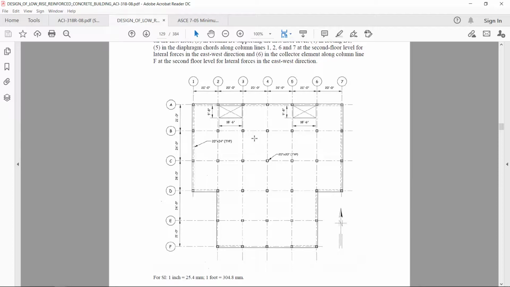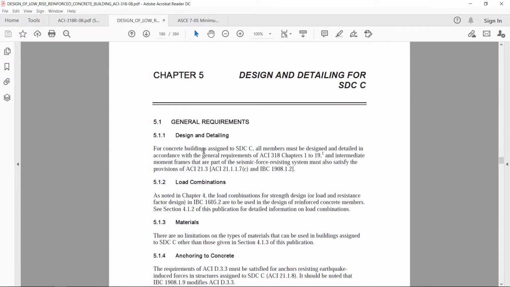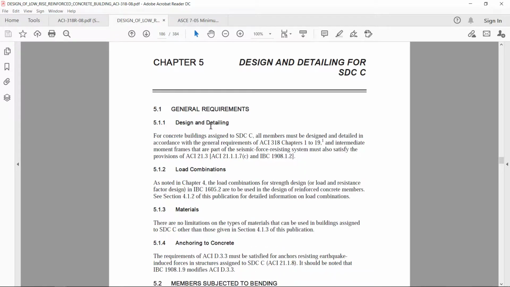Now we will go for the same example and we will consider that this building lies in seismic category C, is a seismic category C building. So let's go to the explanation. Now chapter 5 of this book explains the design and detailing for seismic category C building. So let us explain what the basic requirements in seismic category C building are and how it is different from seismic category B building.